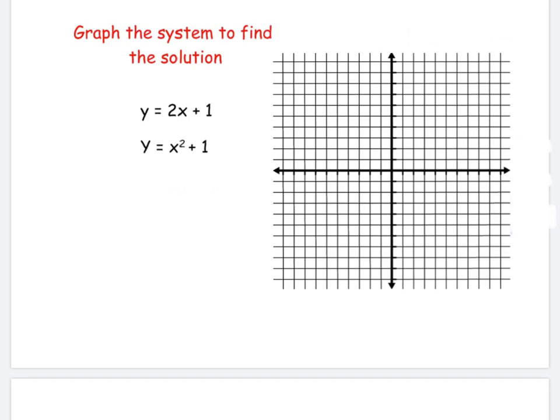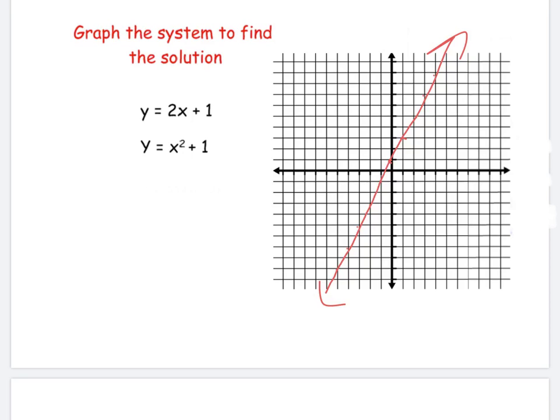If we're taking a look at this particular system of equations, one is linear and one is quadratic. The linear equation, y = 2x + 1, is written in slope-intercept form. So my intercept is 1, and my slope is 2, so that means I'm going 2 up and 1 over. And then to get the ones on the left, I'm going 2 down and 1 to the left. Then I want to, as straight as possible, connect my points.